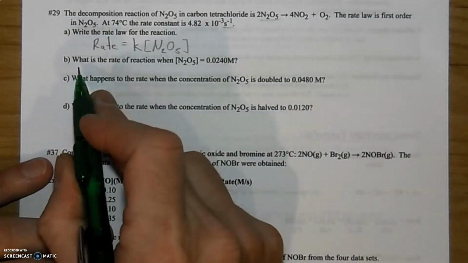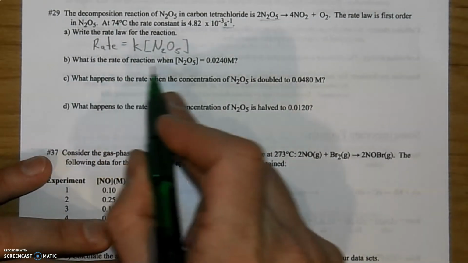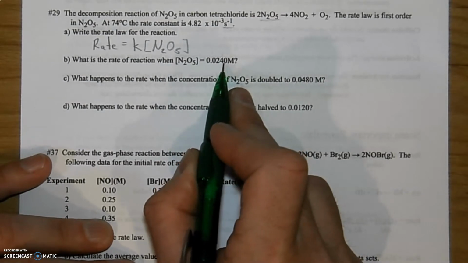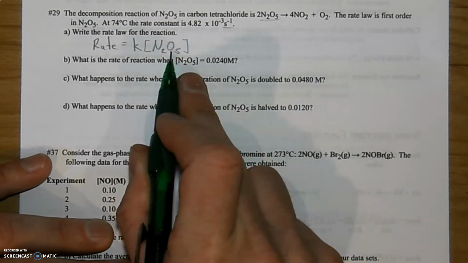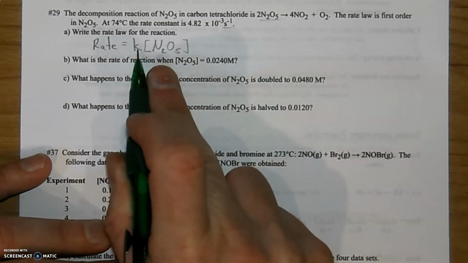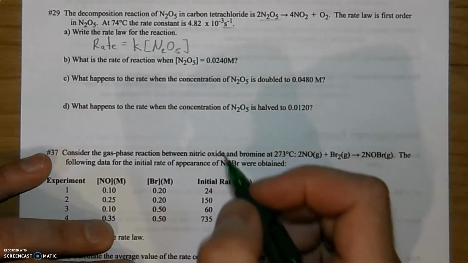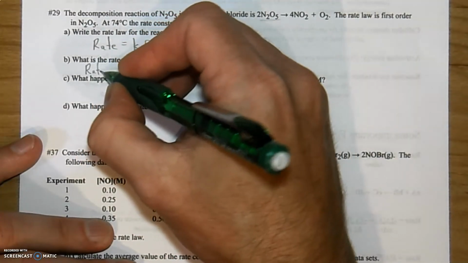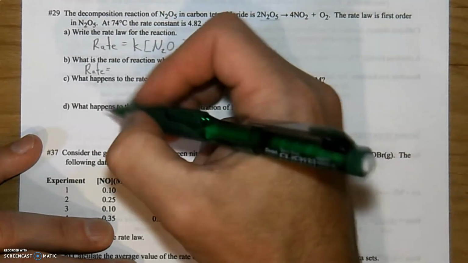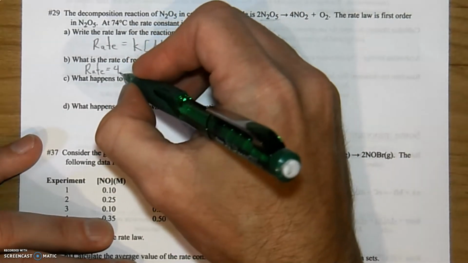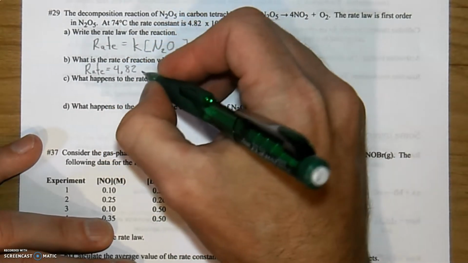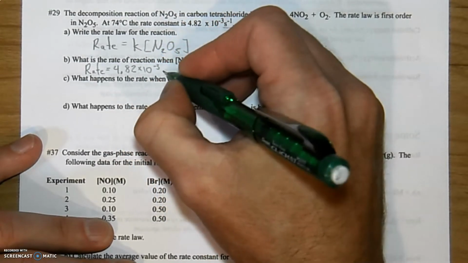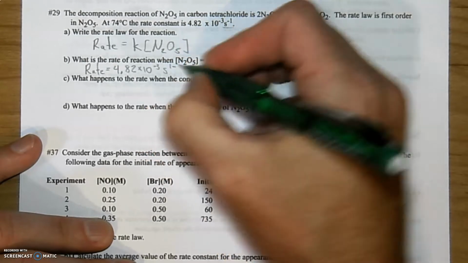Okay, what is the rate of reaction when I have a concentration for this? Pretty much here, we just run the math. I have this number I can put in place here. I have a rate constant, it's right there. Just run it out. I'm going to write the whole thing just so we can see it. Rate is equal to the rate constant, 4.82 times 10 to the negative 3. The units are per second.